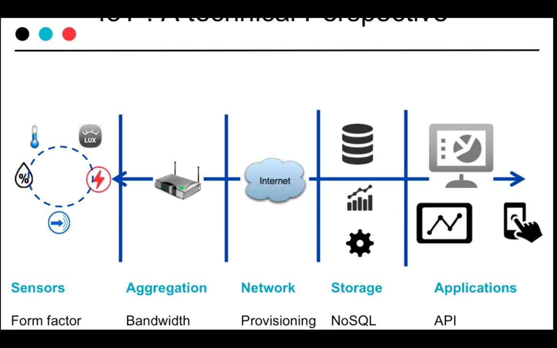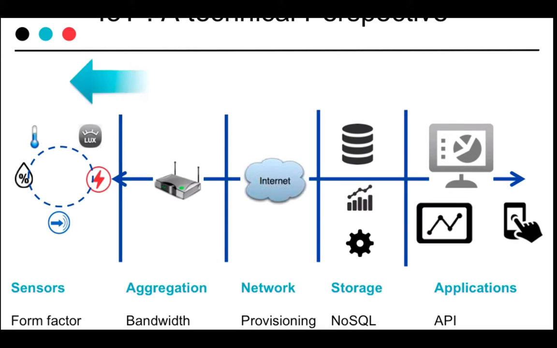Once you get it on the internet, now you have to bring it back to the storage layer, where you are storing huge amounts of data, you have to process the information, you're generating analytics and intelligence out of it. And then the last layer is applications, the consumer-facing consumption layer, where you are visualizing the data. So these are the five layers you typically have to worry about in all IoT systems.